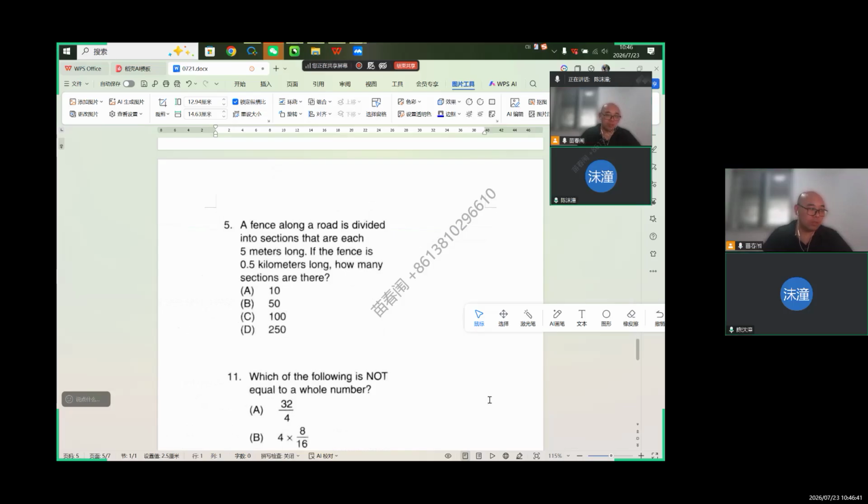Question 5. I picked B. 50? He's shooting different. Let me see. 0.5 of 5 meters. And if the fence... I should draw this, right? This is a drawing question. Drawing question, definitely have to draw it, right?